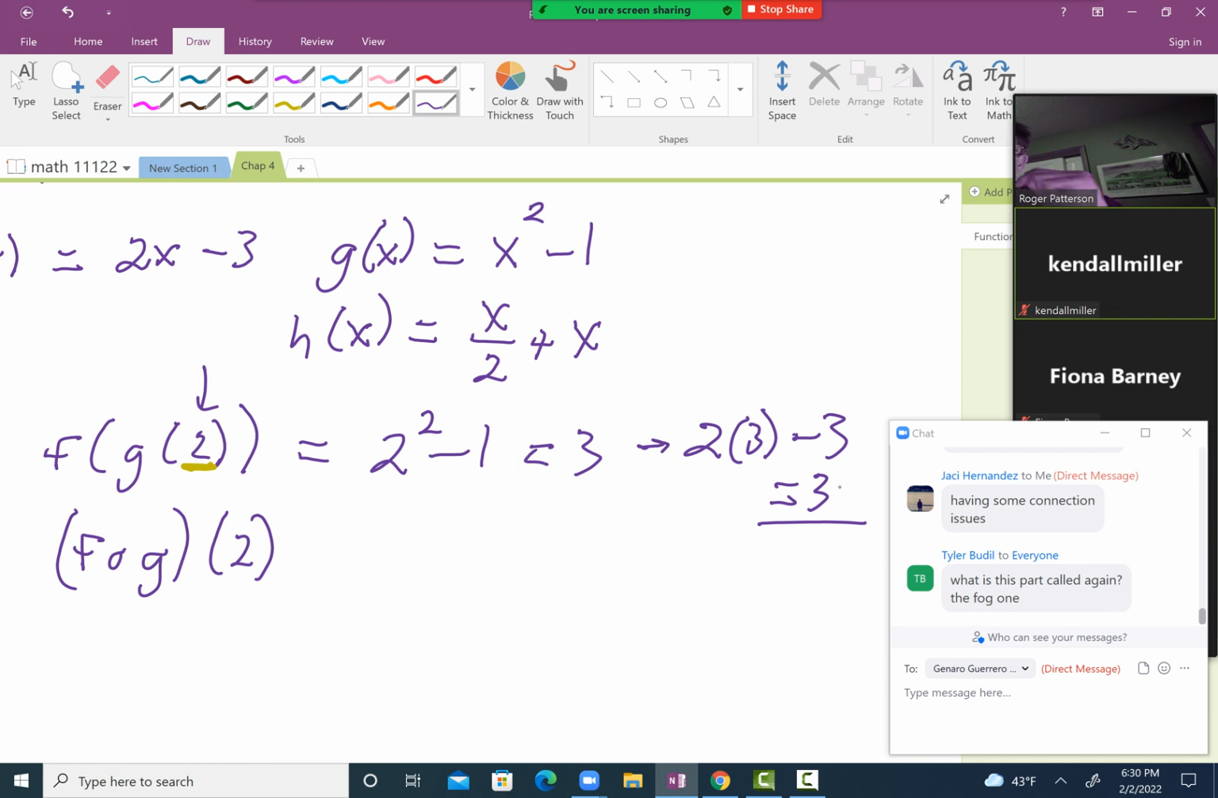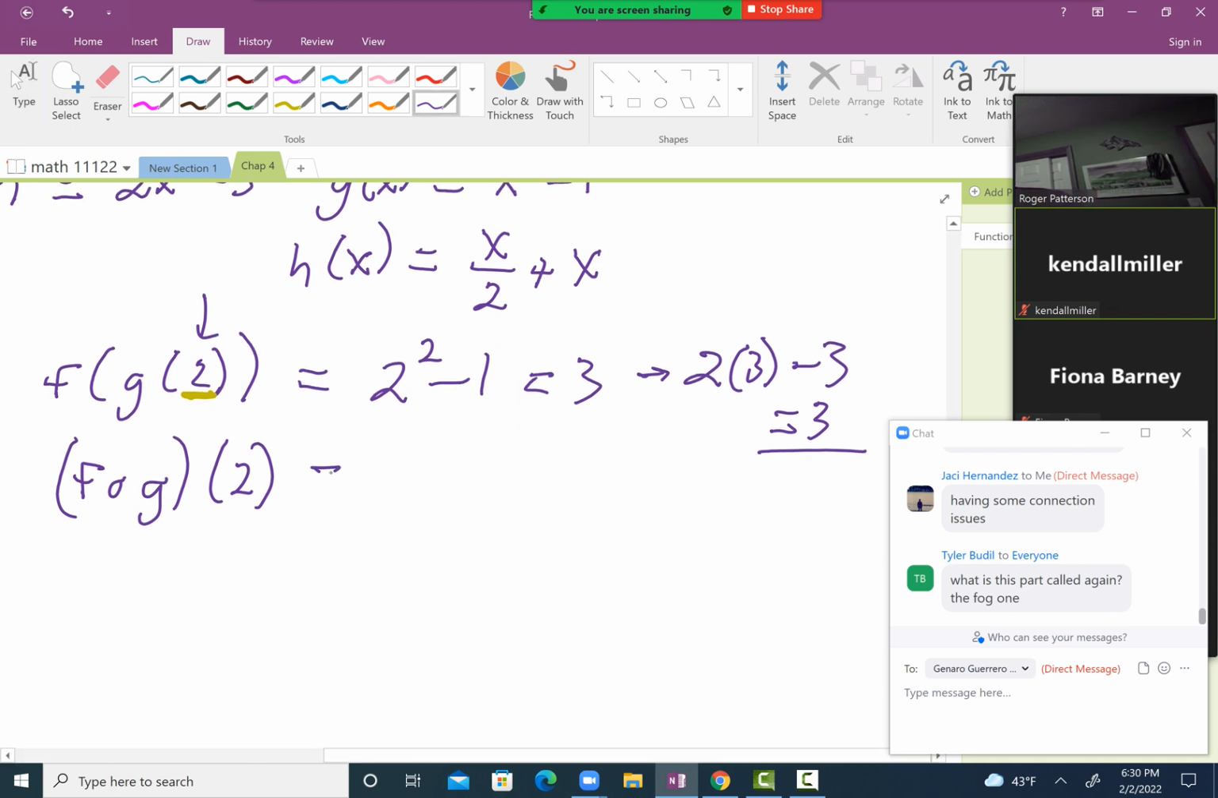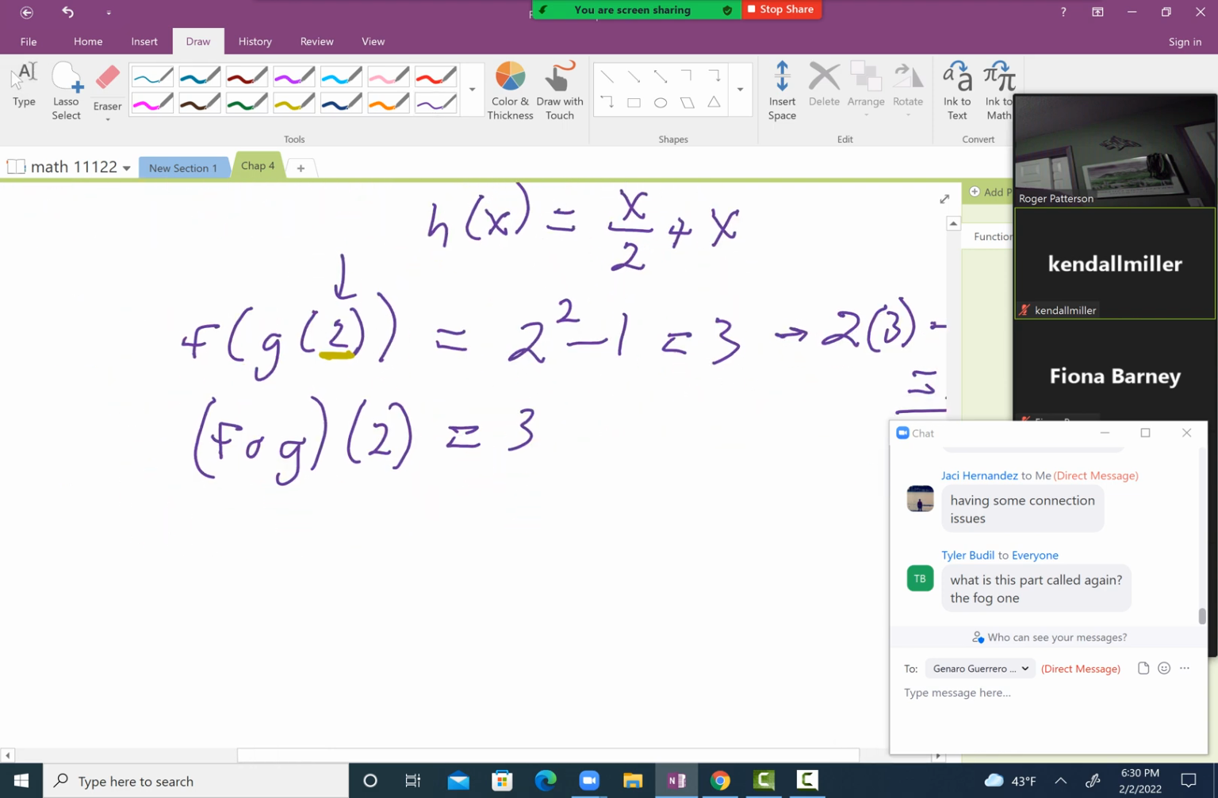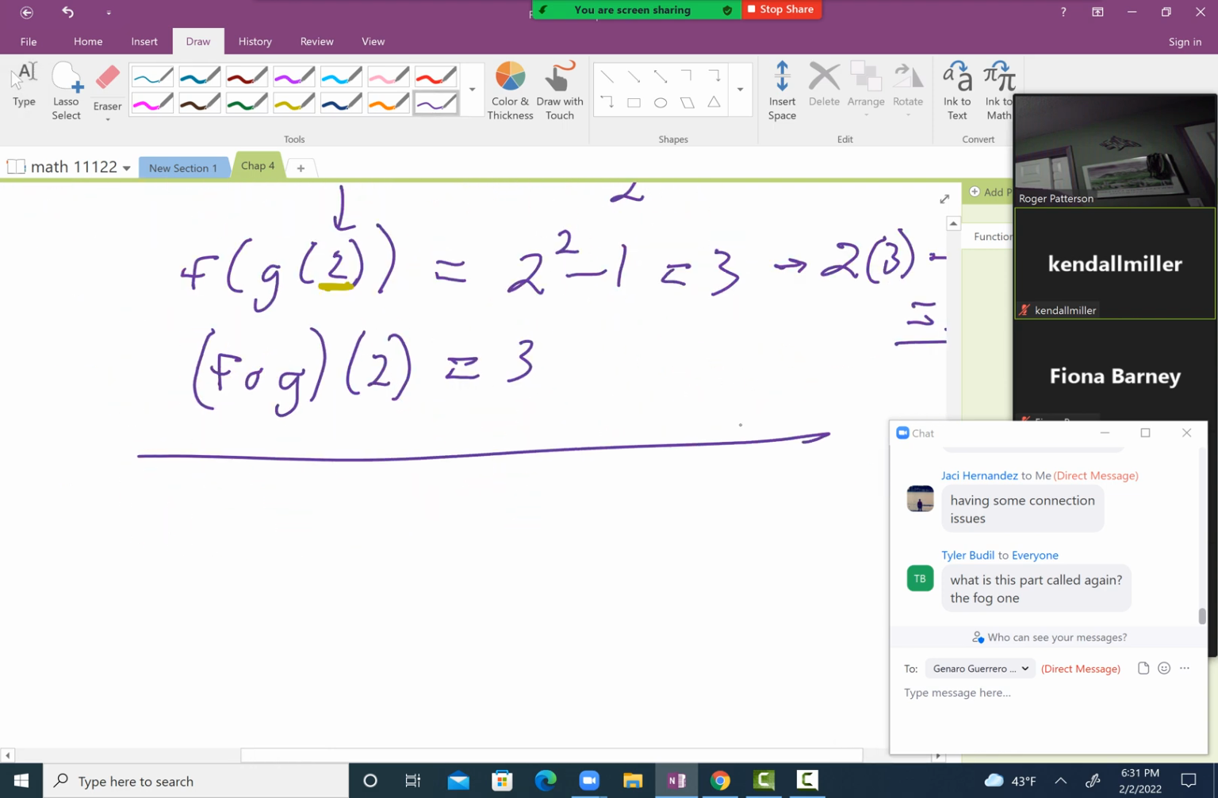Of course, this is the same thing, just written differently. Let's try another example. Let's go with f of h of 1. See what that is. Of course, this would be written as (f∘h)(1).